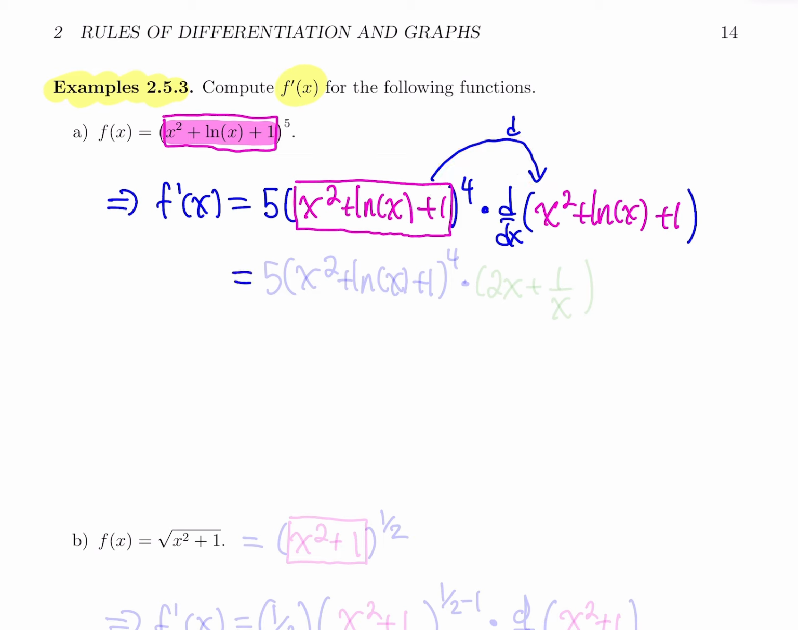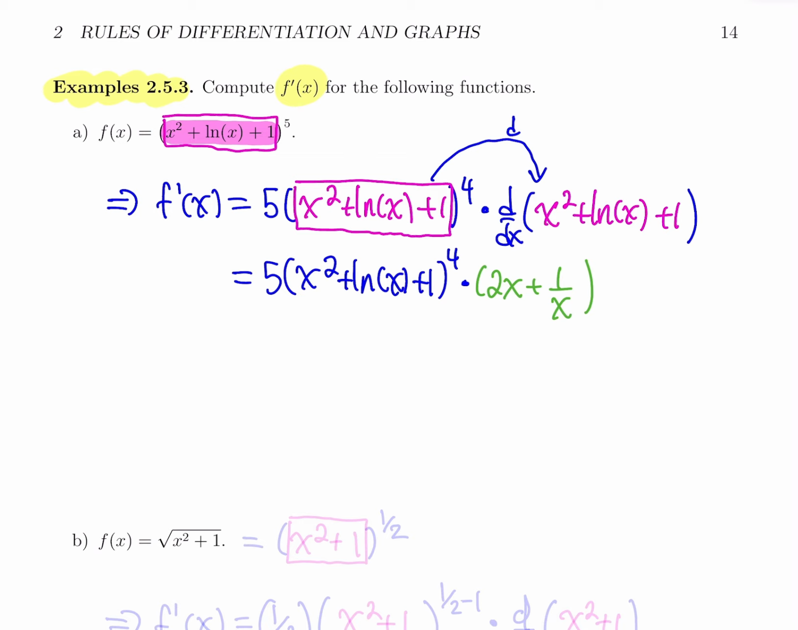So now I'm done because I already have my first part, still untouched. Don't go inside. So what's the derivative of x^2? That's 2x. The derivative of ln of x is 1 over x, and the derivative of 1 is 0. That's it. That's all for that question. Again, here, take your time. Understand that you're using the power rule with something inside. It's not x^5. It's some stuff to the power 5.